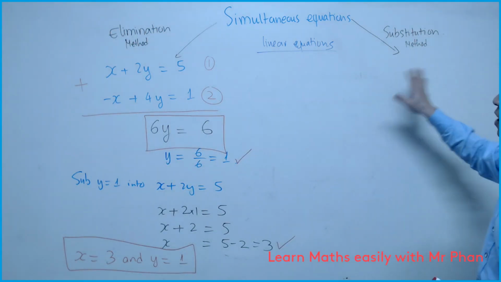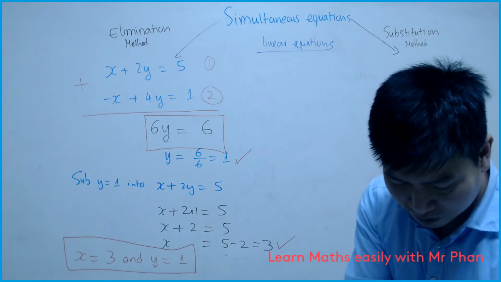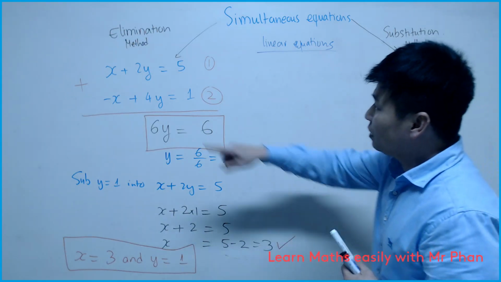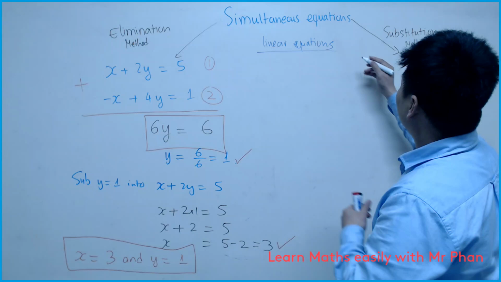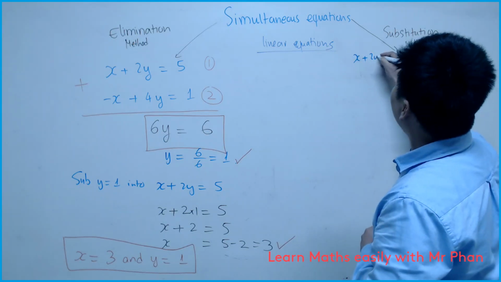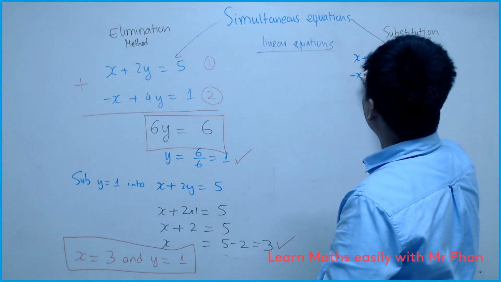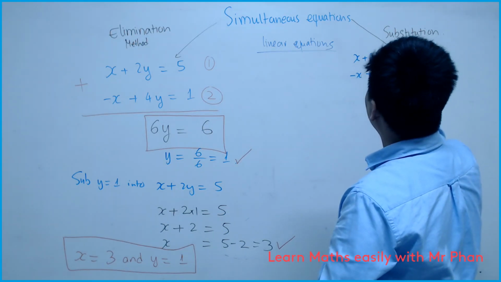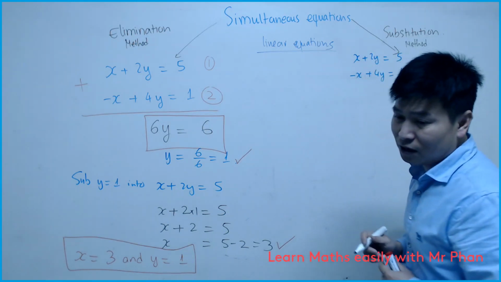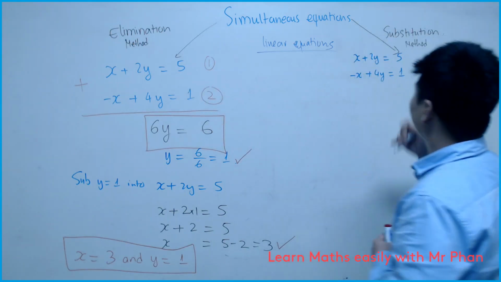Substitution. Okay. So I'm writing the question down, exactly the same. Look at the question there. I write down here: x plus 2y equals 5. This one here, negative x plus 4y equals 1. You see that the equations are actually the same. I just copy them down here.